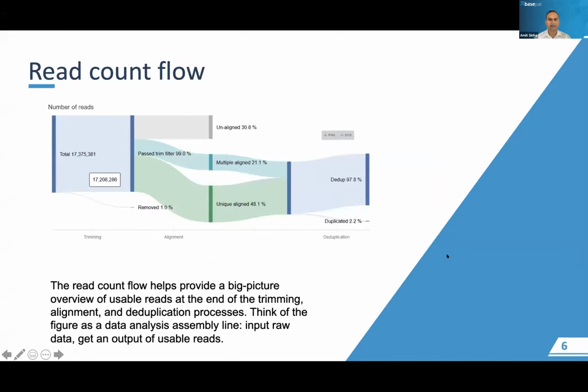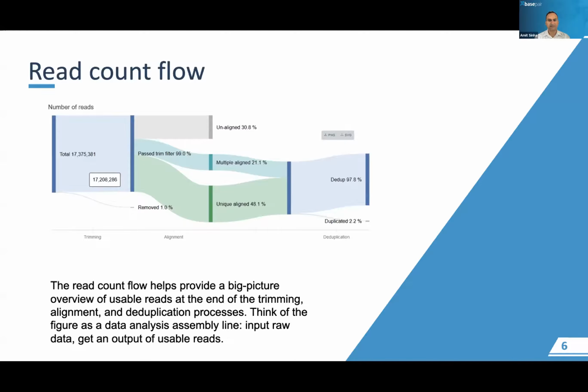The next is understanding the whole read count flow as your data goes through this analysis pipeline. If we start with a certain number of reads, how many of those reads actually align to the genome? How many aligned uniquely at a single position versus how many aligned to multiple positions? And then finally, you want to know what percentage of reads were duplicates. And depending on the assay, we may want to remove these duplicates.